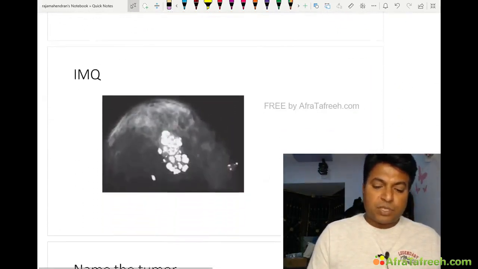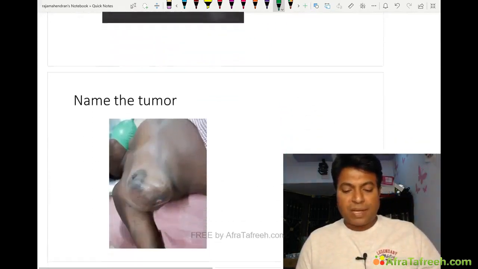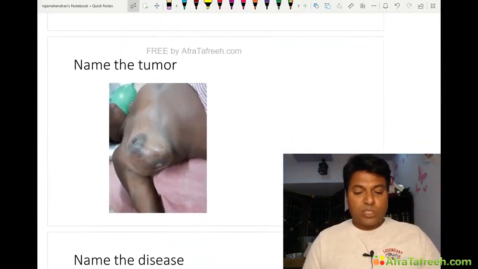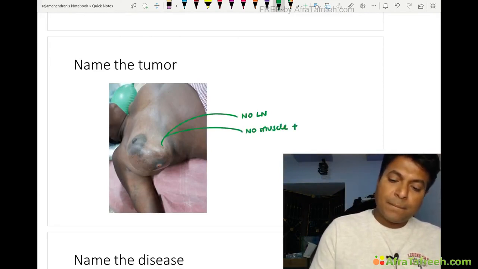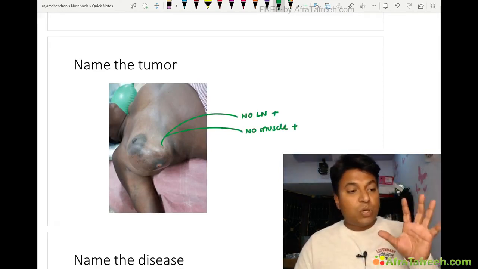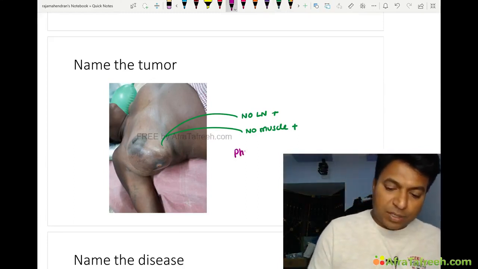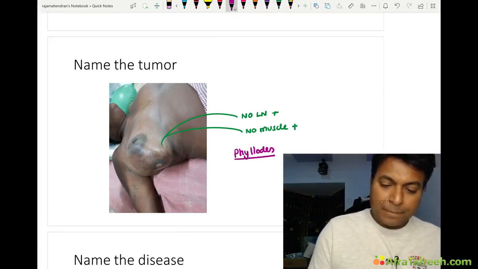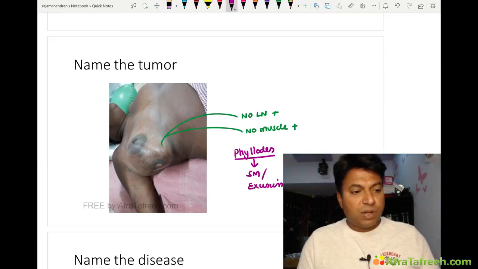This is a picture showing some images from this chapter. This is a picture showing you popcorn calcification of fibroadenoma. You know that very well. Can you tell me what is this tumor? Such a huge tumor with no lymph node involvement, no muscle involvement, but looking like a fibroadenoma. So what is this? It is Phyllodes tumor. So treatment is simple mastectomy or just excision of the lesion alone is enough.